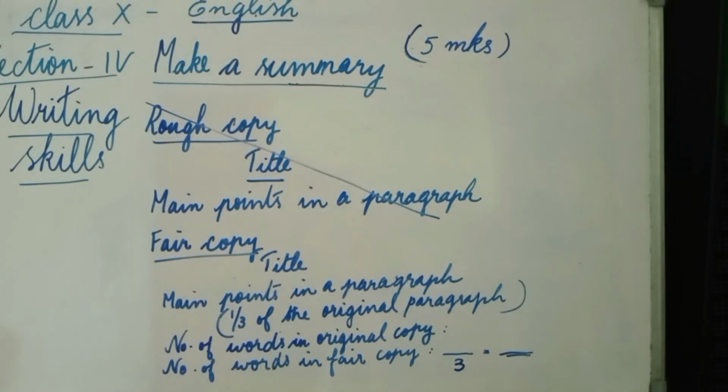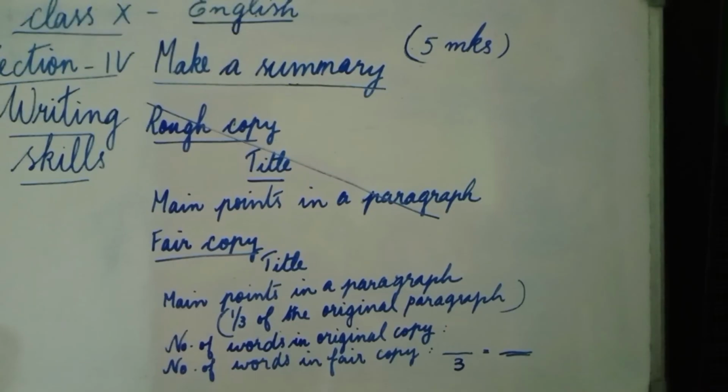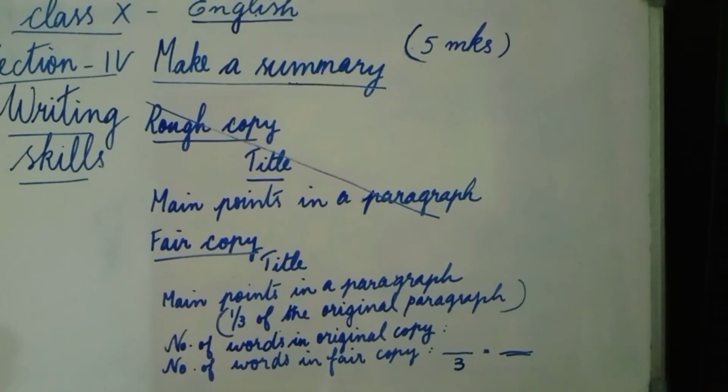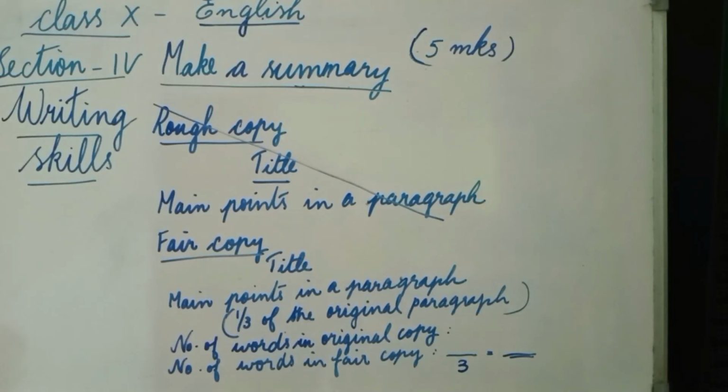That means original copy, if there are 90 words in that question paper, in the next one, that is number of words in fair copy, it should be 90 divided by 3. That will be 30. Okay, so that will be the number of words that you will have in the fair copy. It need not be the exact number, it can be approximate.